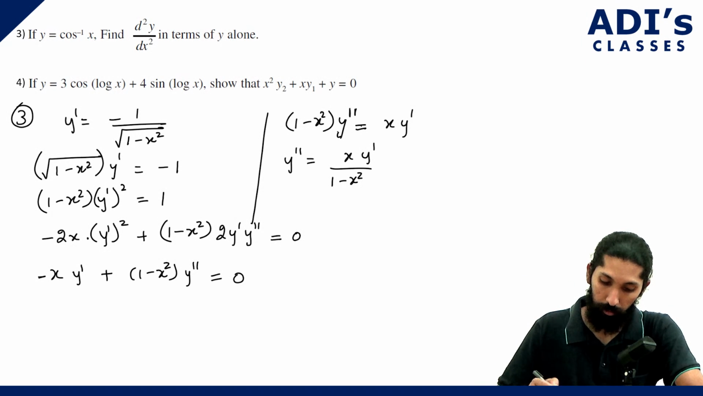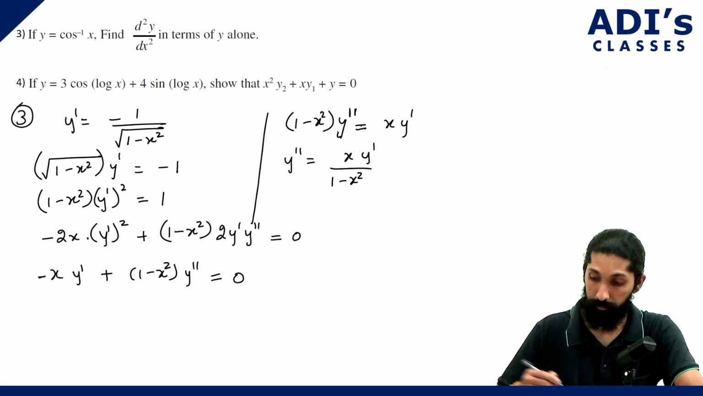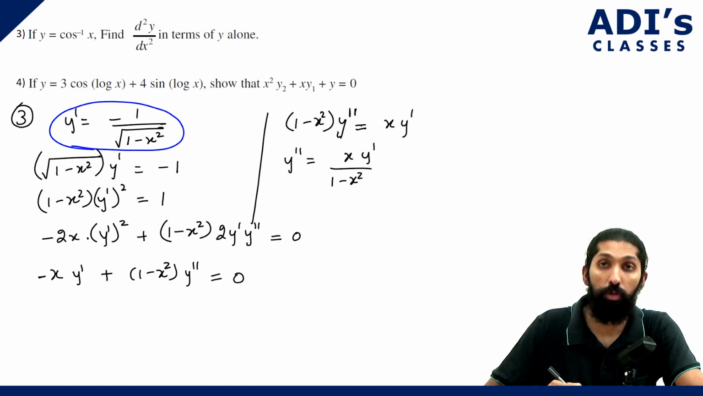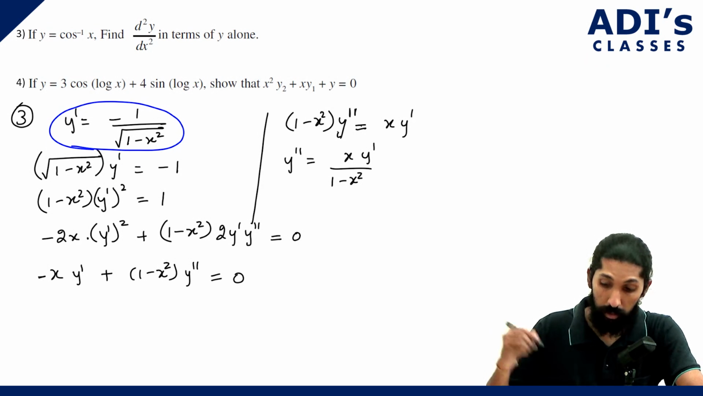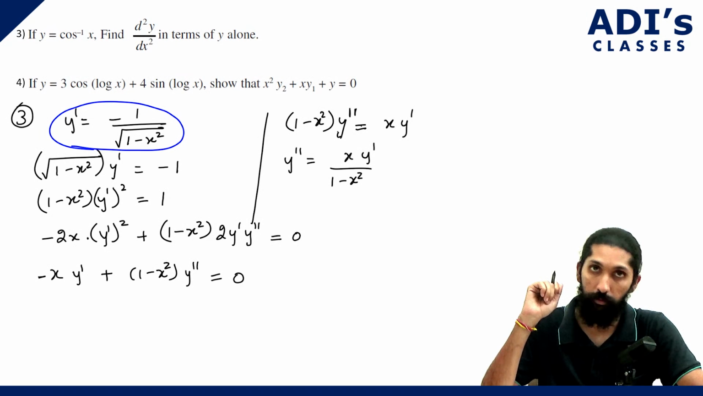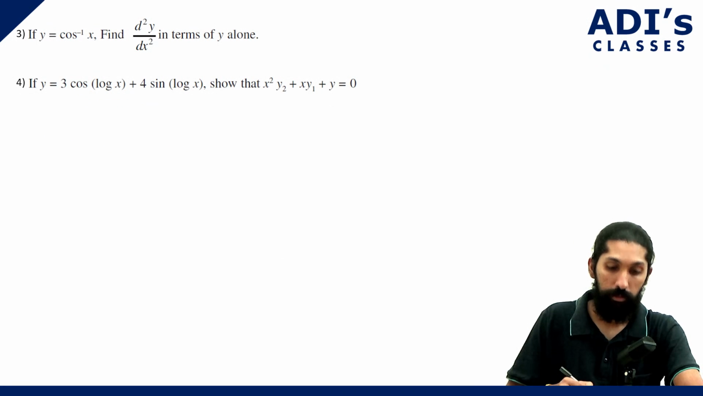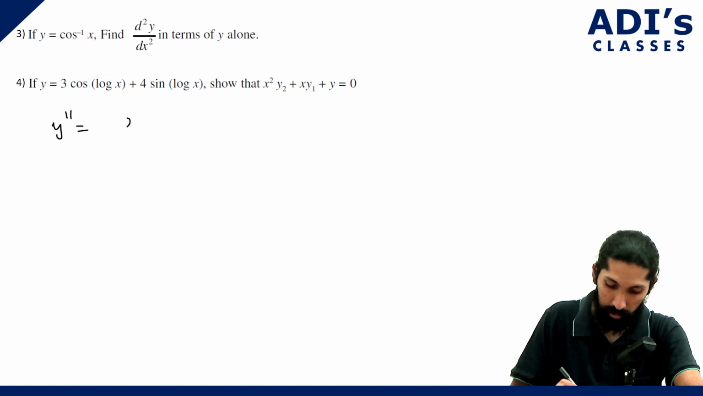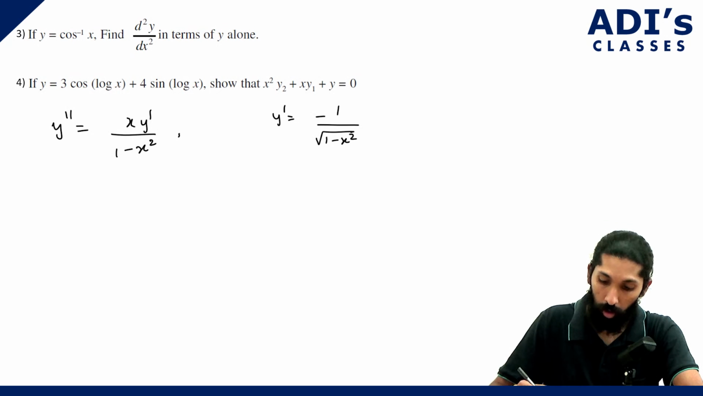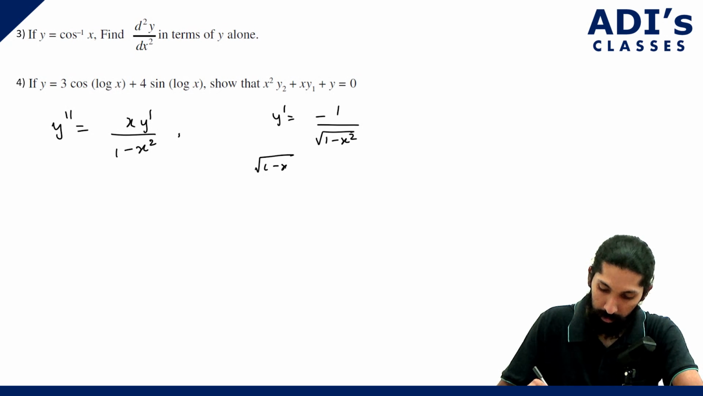Next thing you can do, see the y dash value. If you look at this y dash, it's minus 1 by root of 1 minus x square. Correct? So we have to do some calculation here to get the value. Fair enough? So let's do this one now. You have y double dash is x y dash by 1 minus x square, right? See, y dash is minus 1 by root 1 minus x square, correct? Or you can say that root 1 minus x square is minus 1 by y dash.